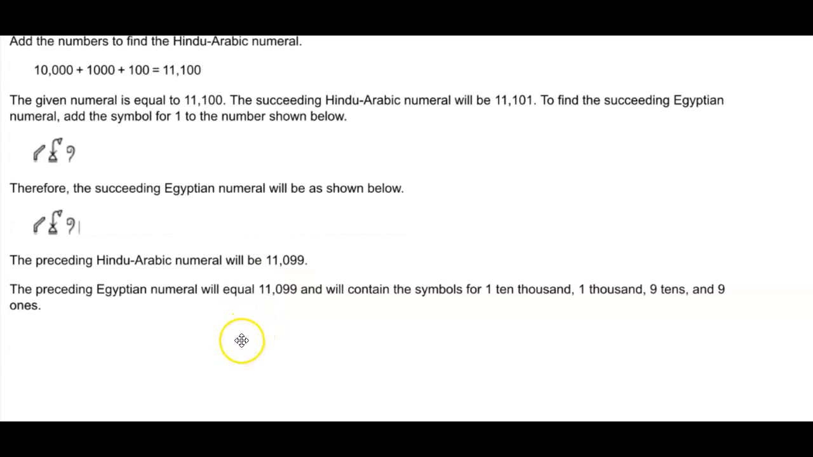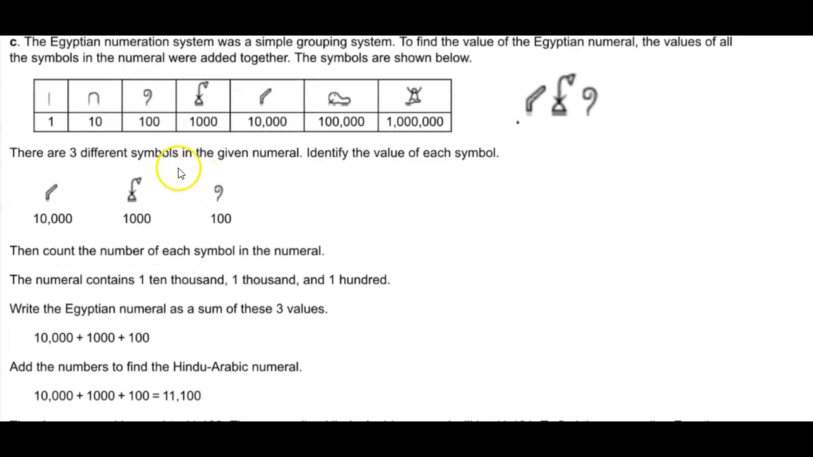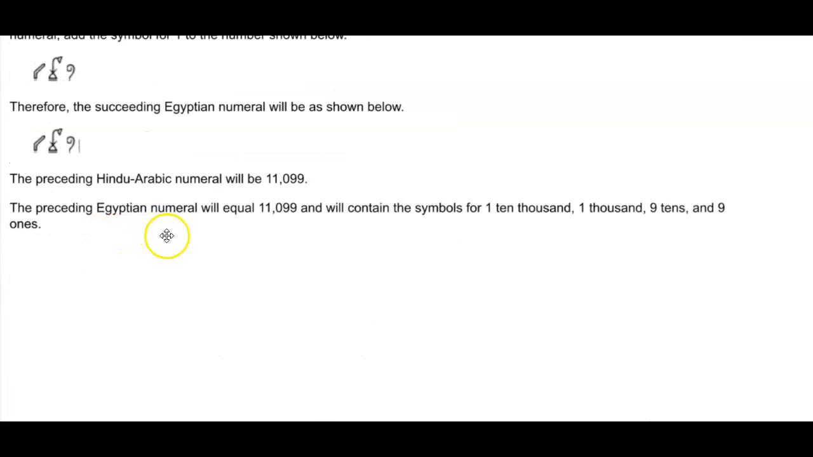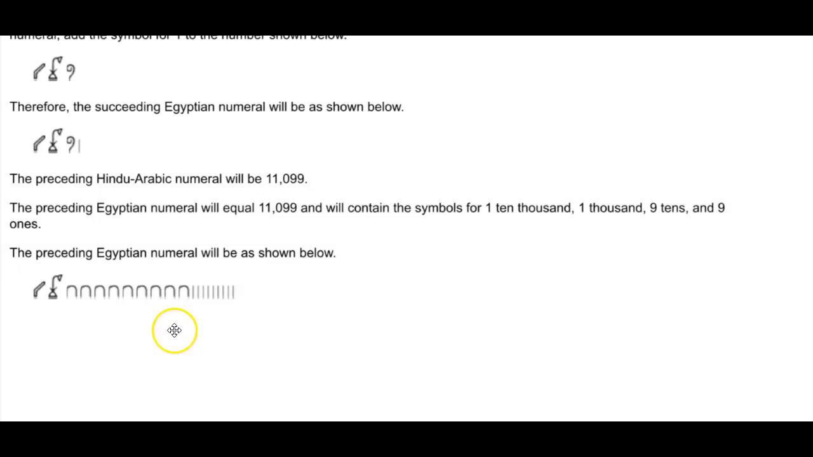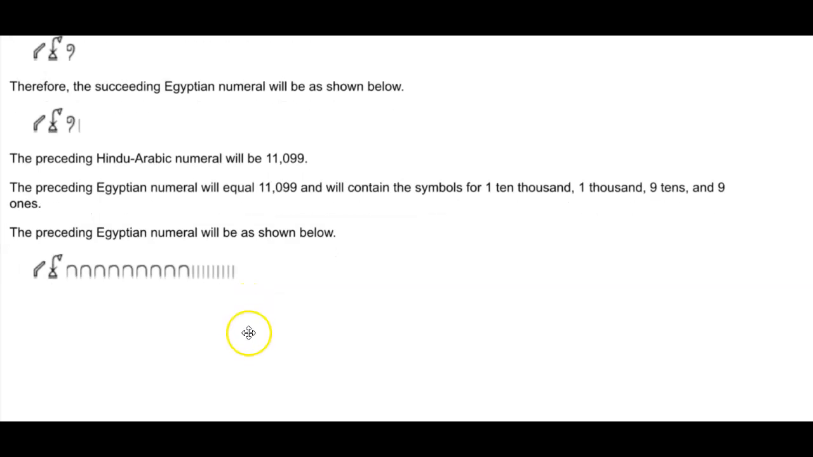Now the preceding Egyptian numeral will equal 11,099 and will contain the symbols for 1 10,000, 1,000, 9 tens, and 9 ones. So again, come up here, this represents 9 tens, right? And these are 9 ones. So when we write this out, we get the following. This is 1 10,000, this is 1,000, and these are 1, 2, 3, 4, 5, 6, 7, 8, 9 tens. And we have 1, 2, 3, 4, 5, 6, 7, 8, 9 ones.